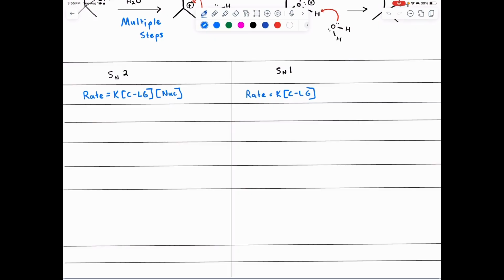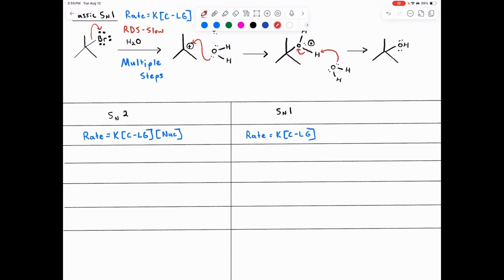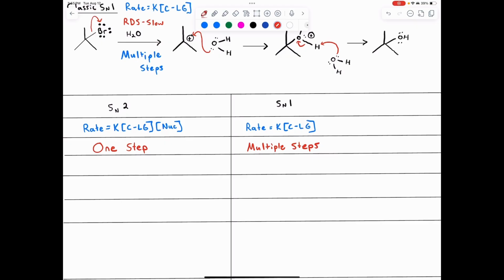So first things first, one thing that you can keep track of that you've already seen, one major difference is SN2 happens in one step and SN1 happens in multiple steps. And another difference that is important, that is subtle, is SN2 has no carbocation, whereas SN1 has a carbocation.